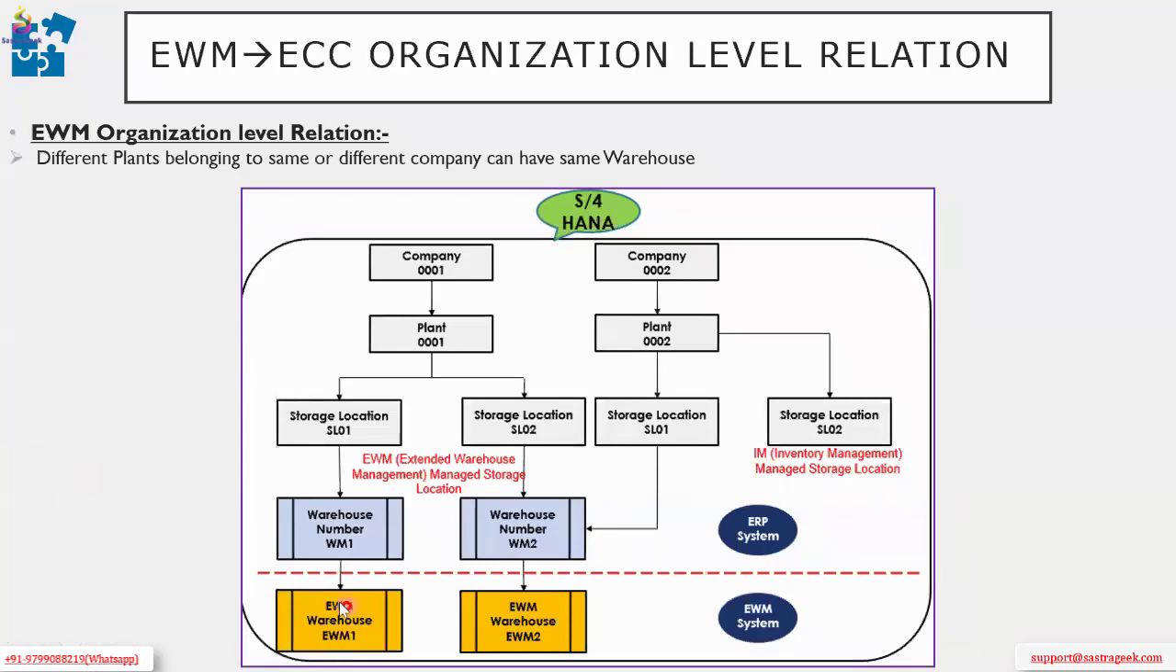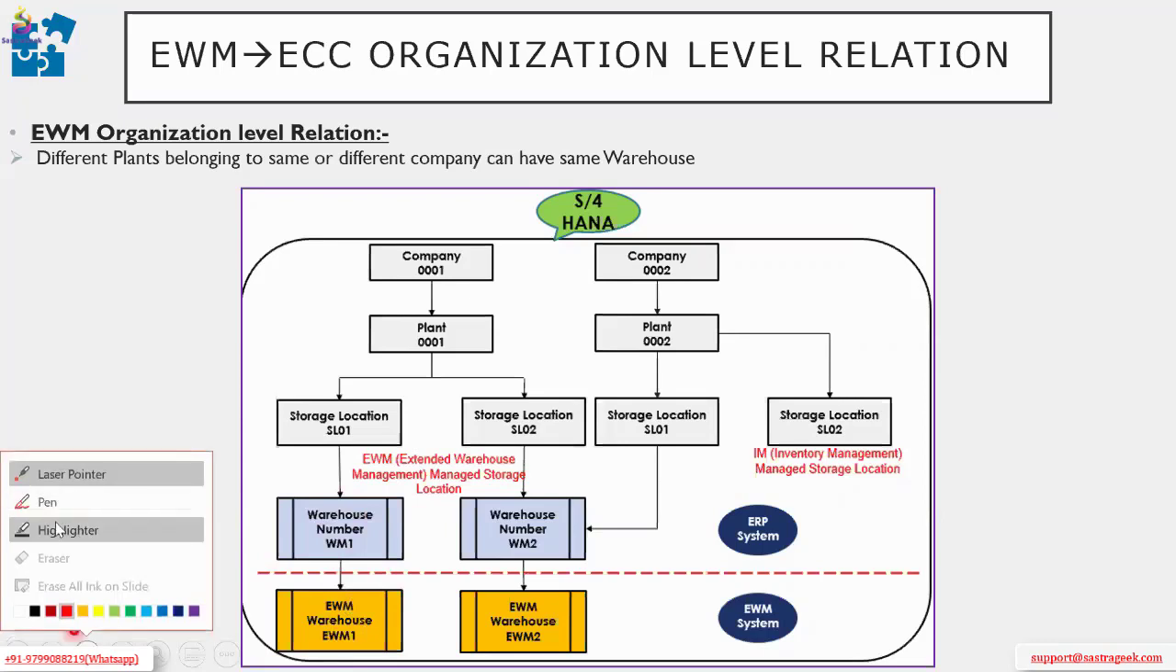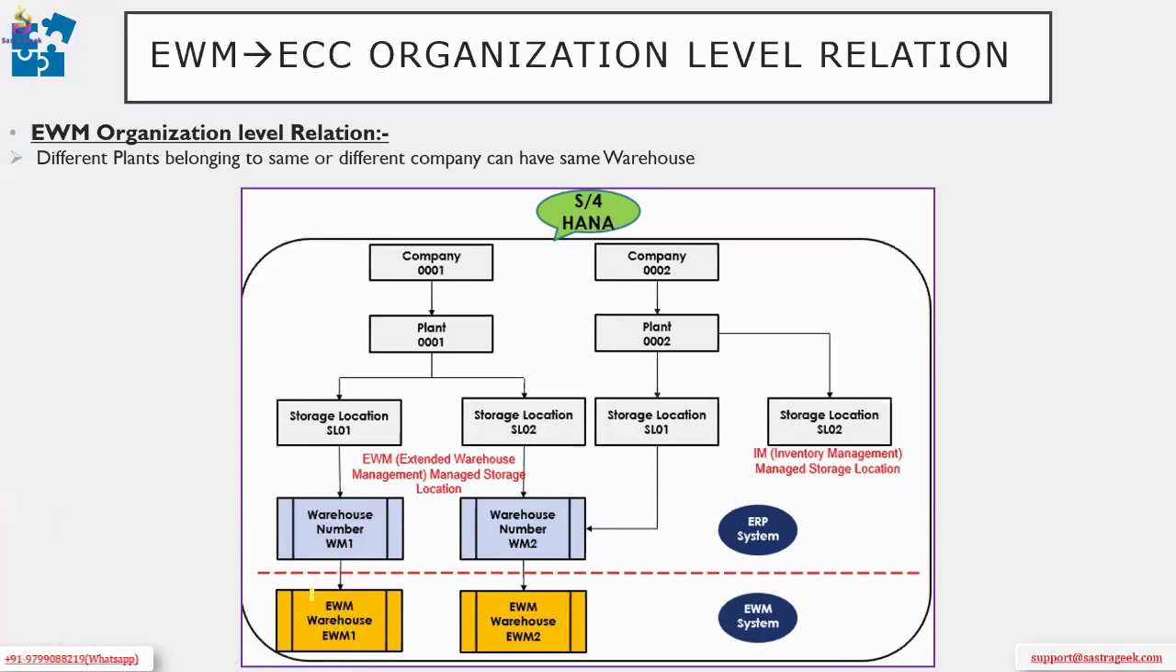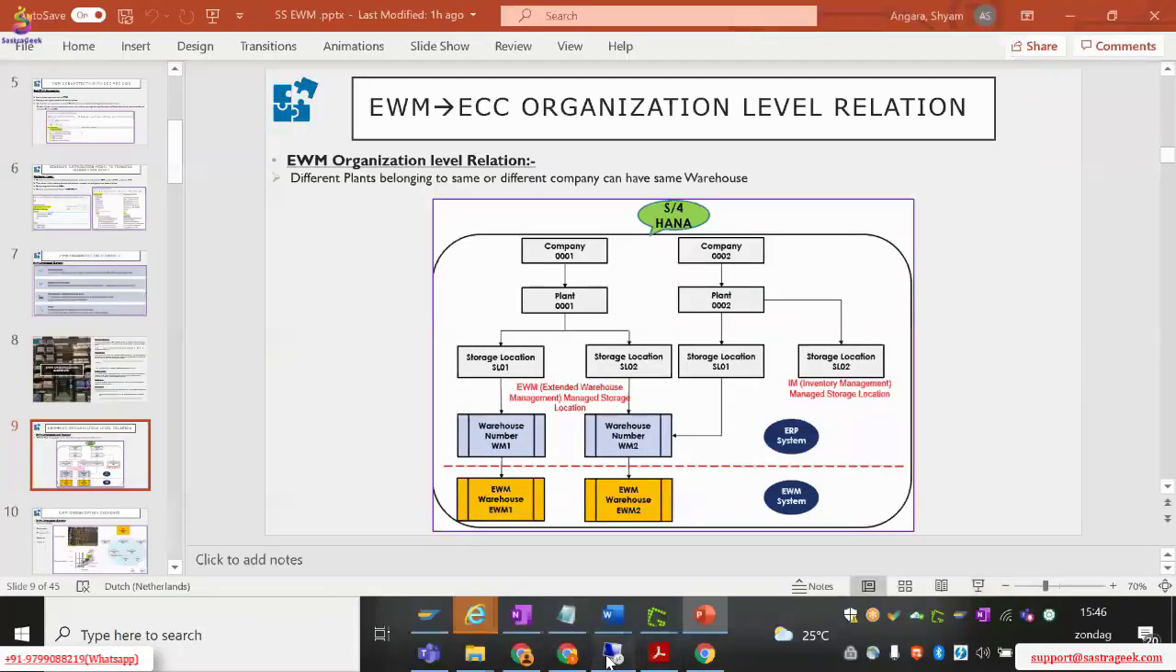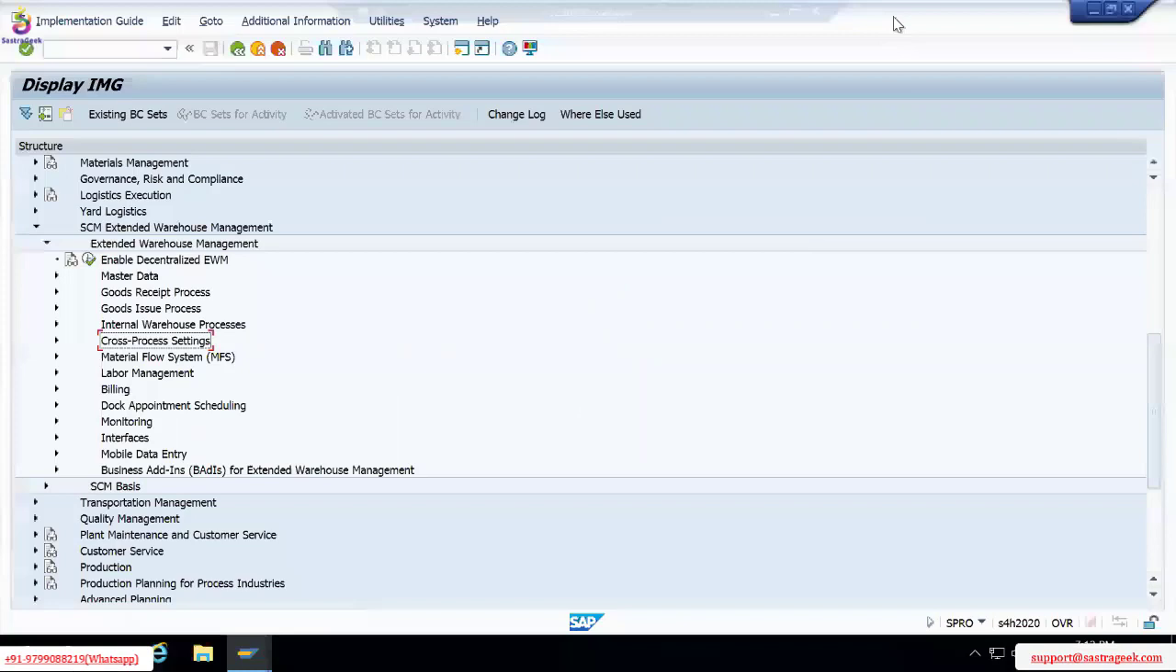Means we need to have our EWM warehouse number linked to our ERP warehouse number. So the warehouse number which we have created, WM1, needs to be assigned to the warehouse number ZWM2. So for that we have to set up a linkage between both the systems. That is something we would be doing here now.